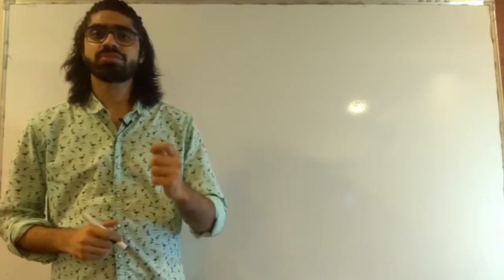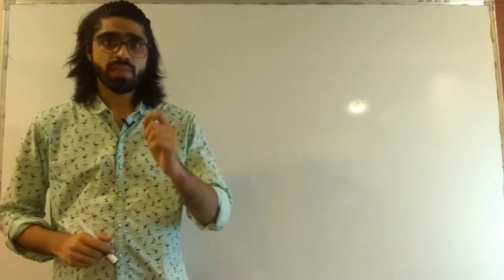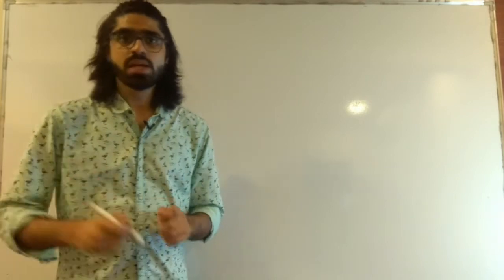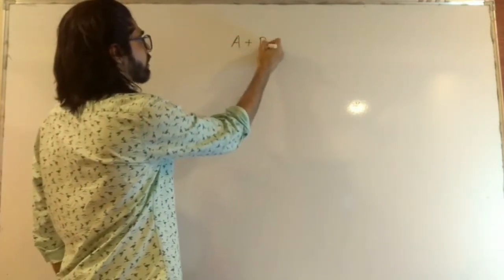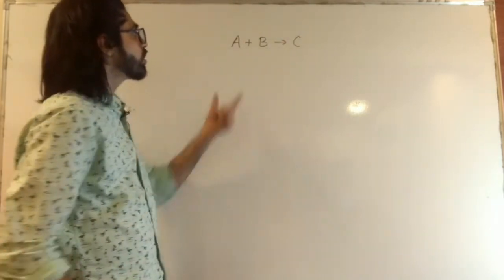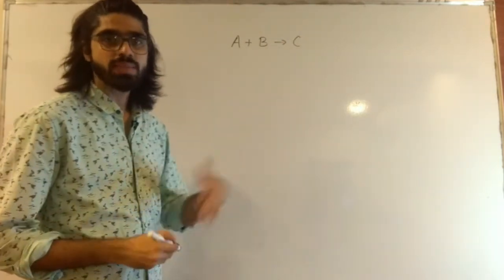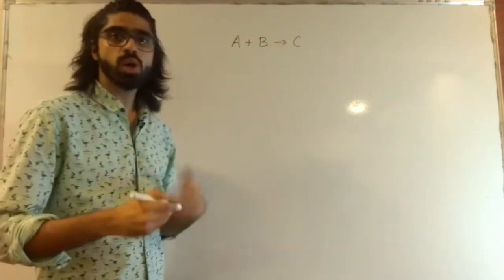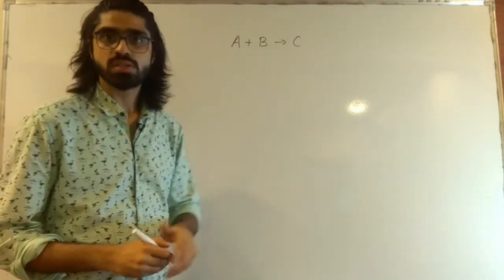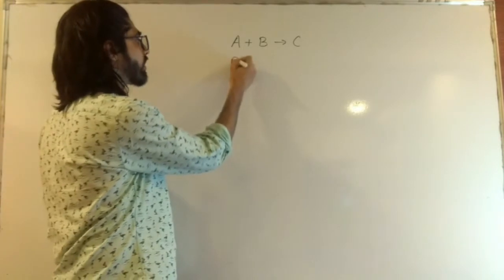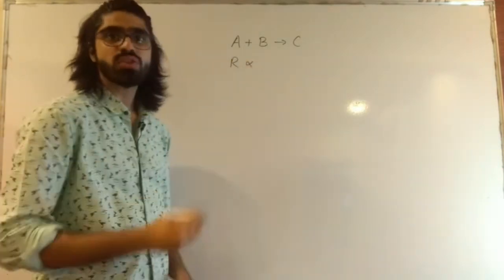Let's get started with the first thing I want to cover in this video, that is the law of mass action. Say for example, I give you a reaction A plus B giving C. Your reactants over here are A and B and the product is C. So the law of mass action states that the rate at which the reaction proceeds, the rate of reaction, is proportional to the concentration of reactants.